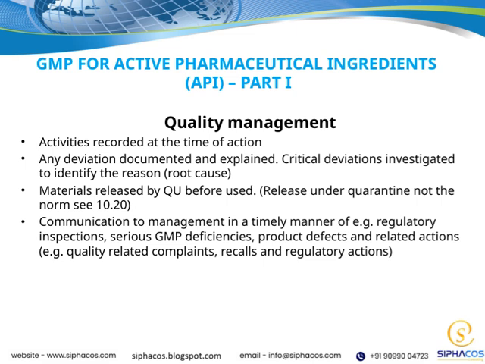Communication is also a critical aspect of quality management. We need to inform management promptly about significant events such as regulatory inspections, serious GMP deficiencies, product defects, or issues like quality-related complaints, recalls, and other regulatory actions. Keeping everyone informed ensures swift and appropriate responses.